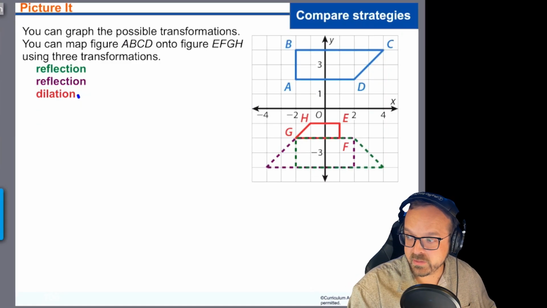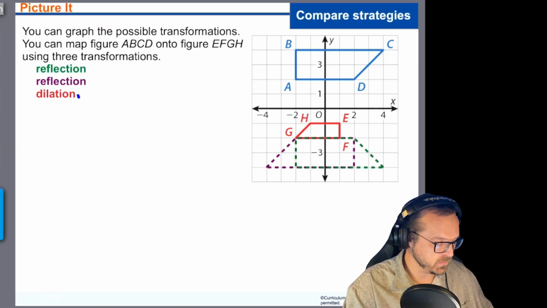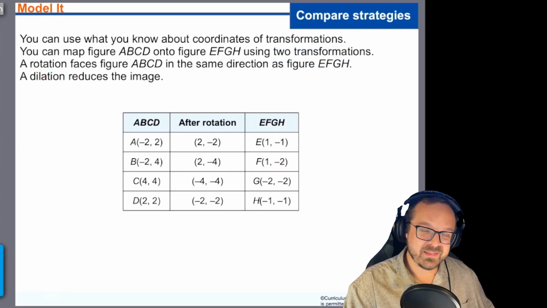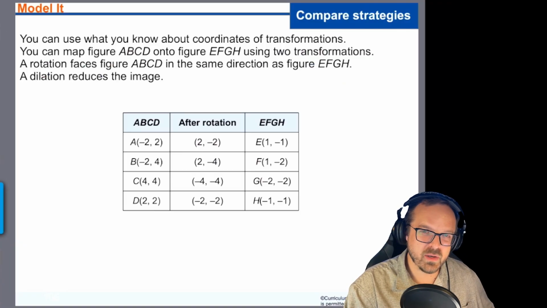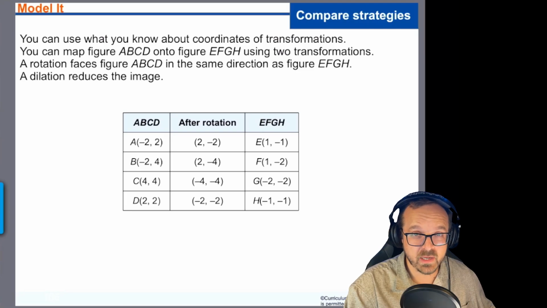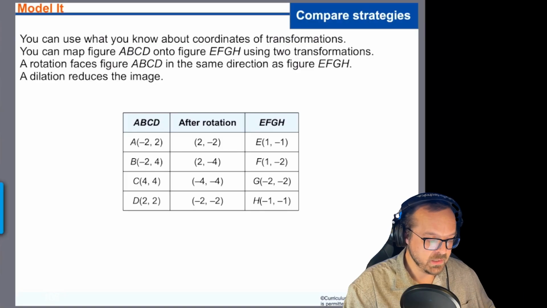Maybe you got there some other way. As long as it was 3 or less, then you did a good job. The book also goes into looking at the ordered pairs. Looking at the ordered pairs and trying to picture what's going on is a little difficult, but you might be able to do some math, whether it's through dilations or all the rules we've learned, to go from A, B, C, D to E, F, G, H. In this case, this is a rotation like I did, and then the dilation.